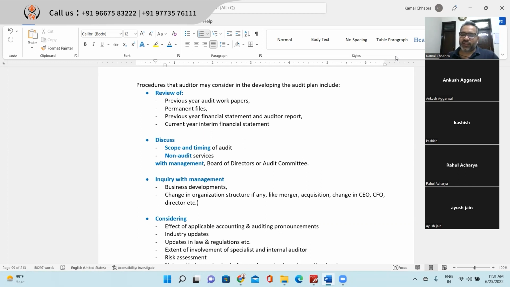Any idea? Permanent audit file. What is that? We keep the documents, temporary file and permanent file. What is permanent file and what all documents you keep in permanent file? In permanent file, we keep all the documentation on the basis of which we have given the opinion.